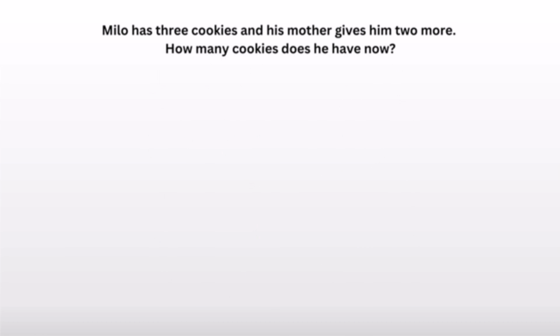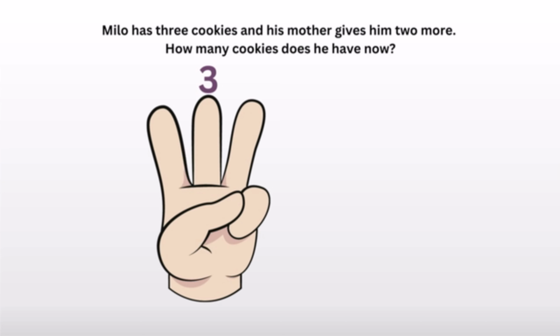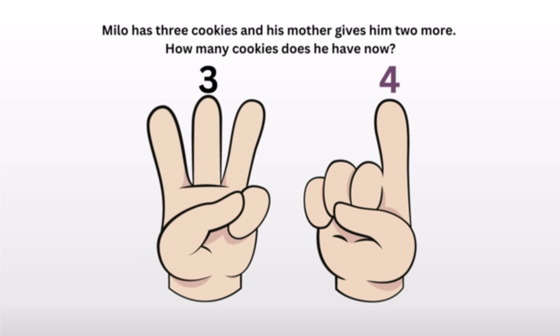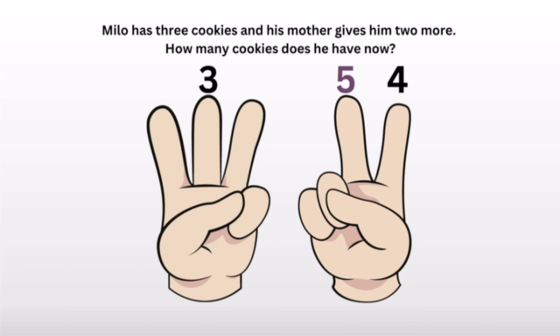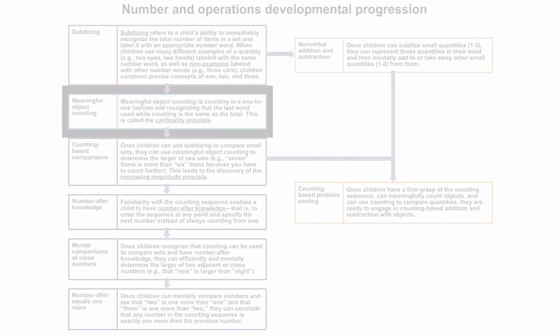Some children will use a more advanced counting strategy that includes a shortcut so they don't have to do all that counting. For example, when trying to determine how many cookies Milo has, a child might immediately hold up 3 fingers on one hand and say 3, then hold up a finger on their other hand and say 4, and then hold up a second finger and say 5. Milo has 5 cookies. This strategy is called counting on.